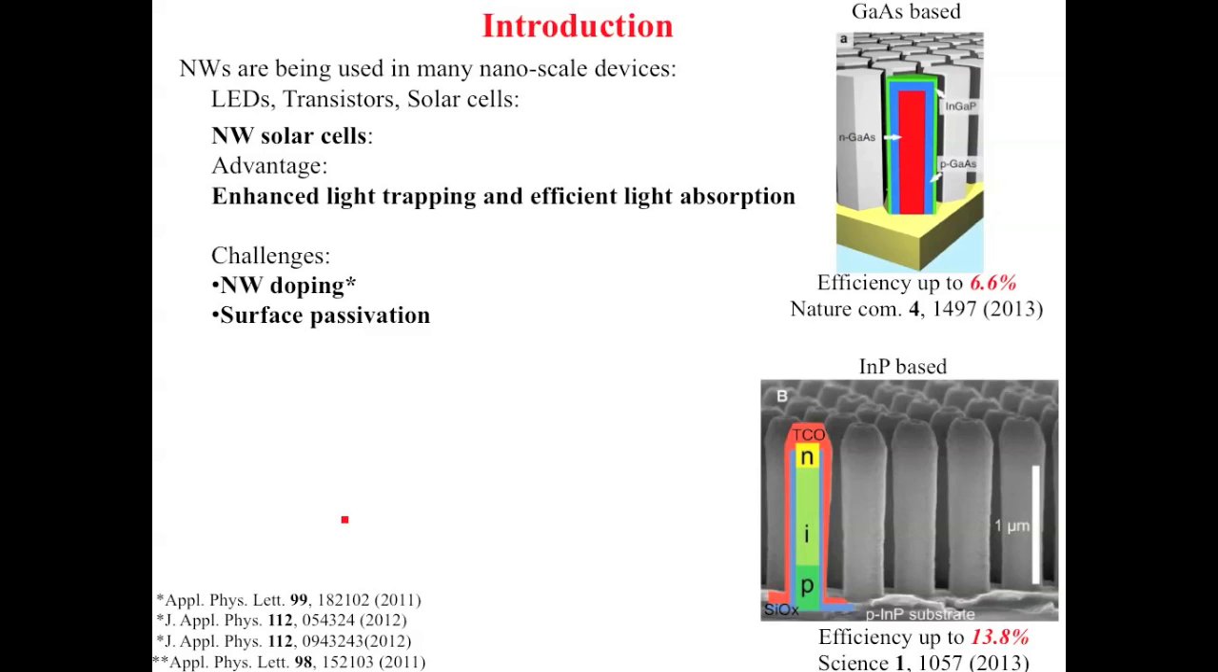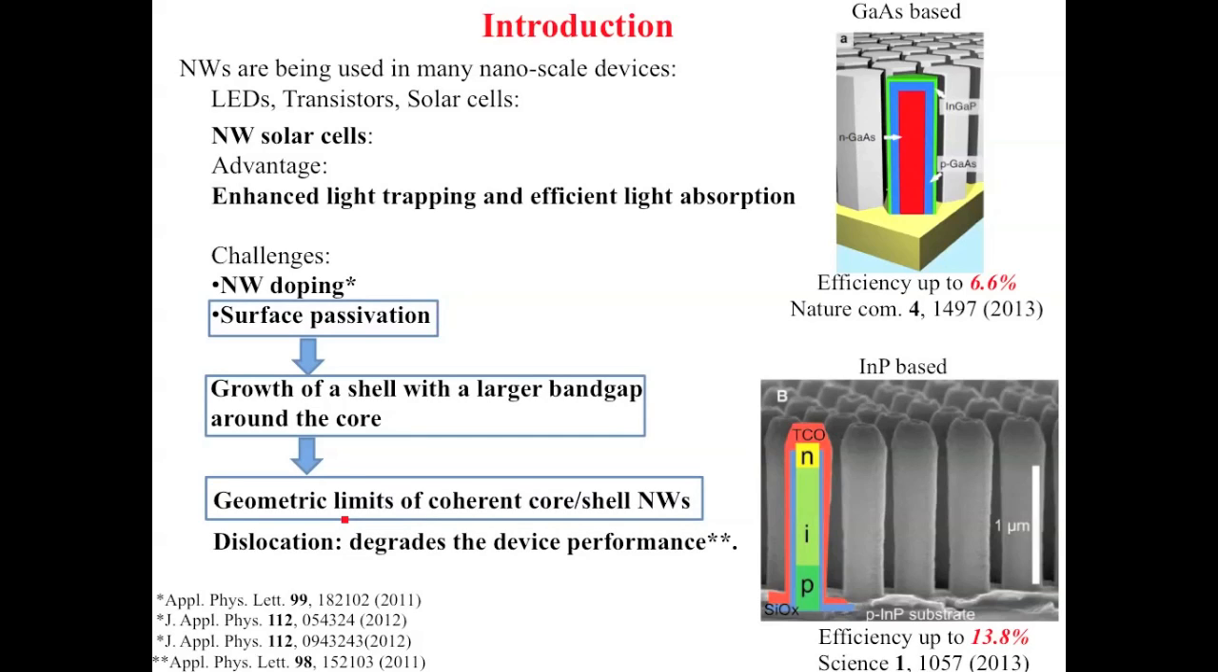To grow this structure, there are several challenges. The first important one is the doping of this structure to make reliable and abrupt p-n junctions. The next one is to passivate the surface of the nanowires to avoid surface recombination. This is usually achieved by growing a shell with a wider band gap around the core. Sometimes this shell has some lattice mismatch with the core, and if we are above the critical shell thickness, dislocations will form at the interface, which will degrade the device performance. Therefore, we need to be aware of the geometric limits of coherent core-shell nanowires.